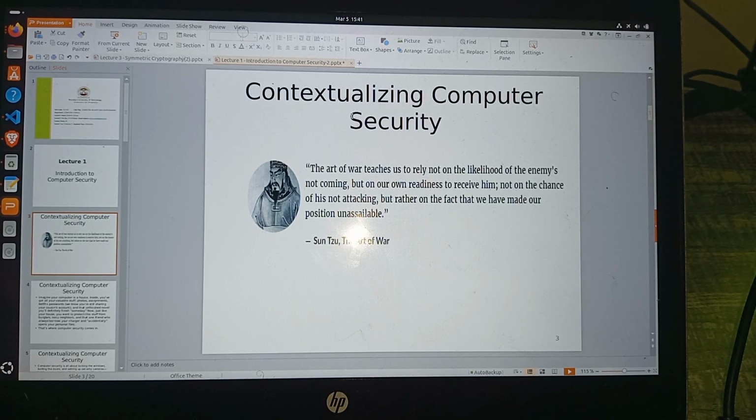So now let's contextualize computer security. Computer security is like the art of war, which teaches us to rely not on the likelihood of the enemy not coming, but on our own readiness to receive them; not on the chance of his not attacking, but rather on the fact that we have made our position unassailable.